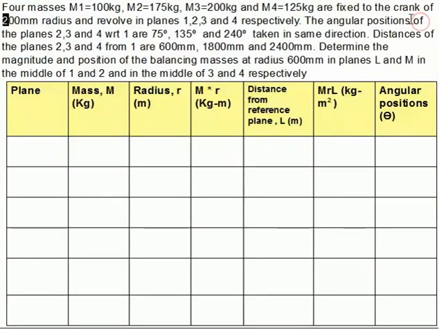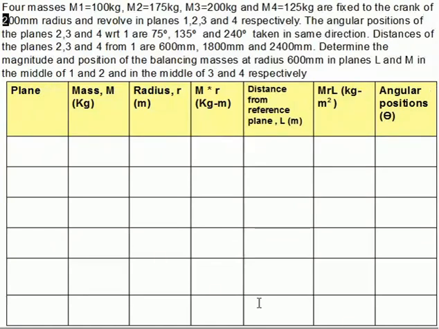In the second sentence, the angular positions of planes 2, 3 and 4 with respect to 1 are given, and the horizontal distances between planes 2, 3 and 4 with respect to 1 are given. You have to determine the magnitude and position of the balancing masses, located at a radius of 600 mm in two different planes L and M, which are located in the middle of planes 1 and 2 and also in the middle of 3 and 4 respectively.